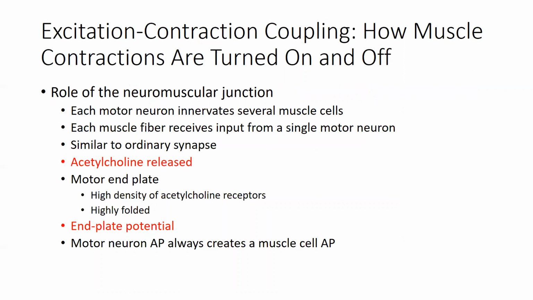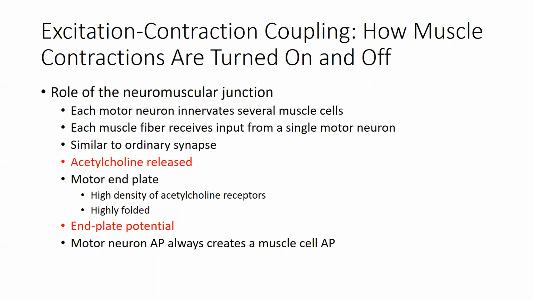Now, this should be a review question. We already talked about the steps of the neuromuscular junction. So we said each motor neuron innervates several muscle fibers, because it has several different axon terminals. And as a result, a single muscle fiber would only be innervated by one motor neuron. And we said that it was similar to an ordinary synapse, unlike the neuroeffector junction, where there were varicosities. This is much more similar.